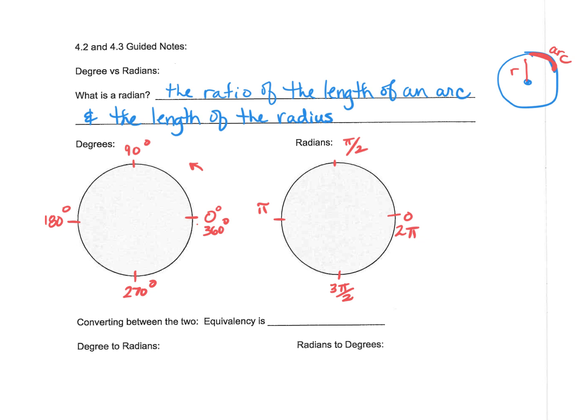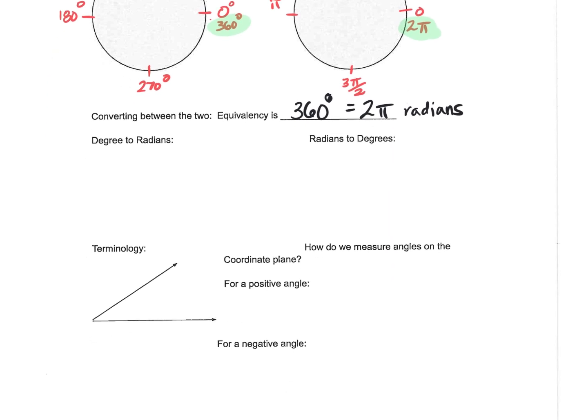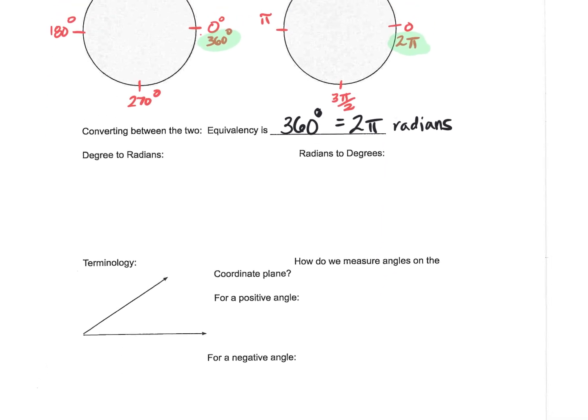So what we know is the following. Guys, we know that 360 degrees is equivalent to what? 2 pi radians. So we know that 360 degrees is equal to 2 pi radians. And radians don't really have units. Okay? So how do we switch from degrees to radians?